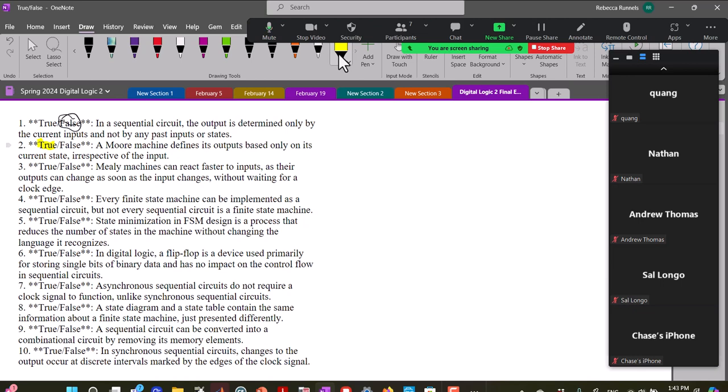Number 3, Mealy machines can react faster to inputs as their outputs can change as soon as the input changes without waiting for a clock edge. So for this one, I want you to think about your final project. And if you did it at all like I did it, I had several always blocks. One of the always blocks set the outputs, one set the next state, and one advanced the clock. The one that did the outputs, the way I did it, if you looked at the videos or kind of followed my design, was that one on a clock edge?